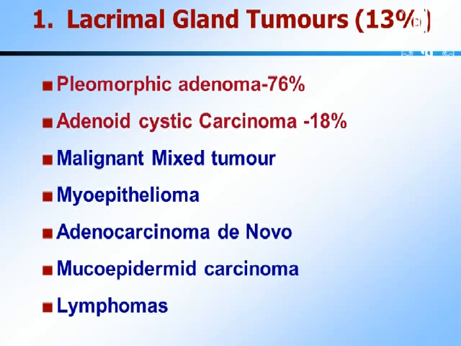Now coming to the primary orbital tumors, I'll first focus on the lacrimal gland tumors. The commonest lacrimal gland tumors are the pleomorphic adenomas. They account for 76% of the lesions. And the next common are the adenoid cystic carcinomas. And the rest of the malignant lacrimal gland tumors are not so common.